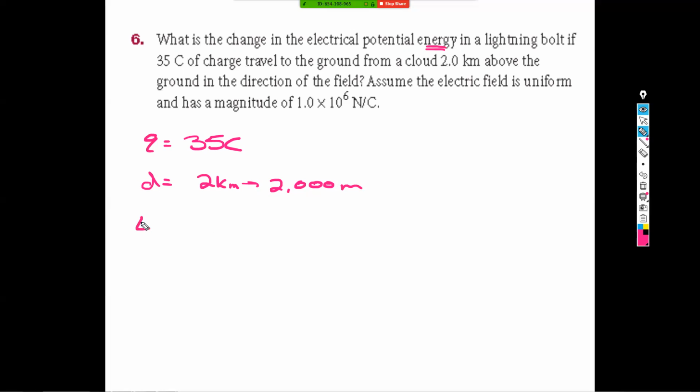I also know the electric field strength when this is going to occur is 1 times 10 to the 6 newtons per coulomb. That's a lot of force. And it wants to know the electric potential energy.